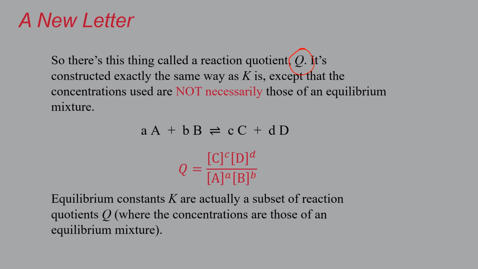And so it turns out that these are a very common general thing, and the equilibrium constants are actually subsets of reaction quotients where the concentrations are specifically those of an equilibrium mixture. And for the reaction quotient Q, that is any reaction composition.